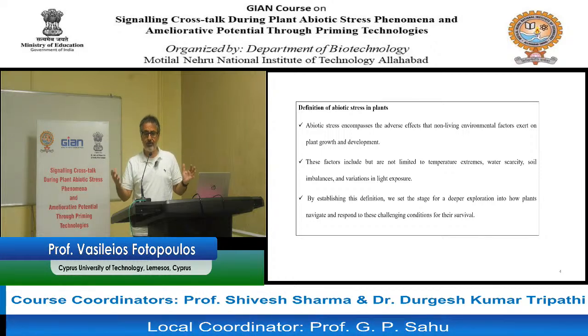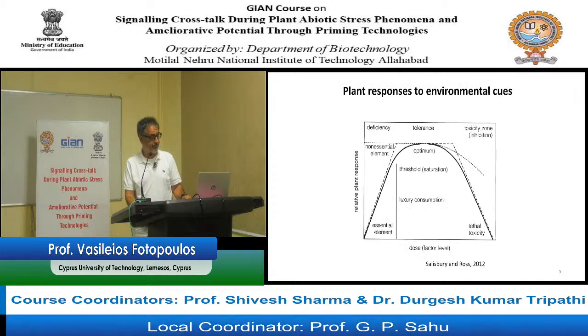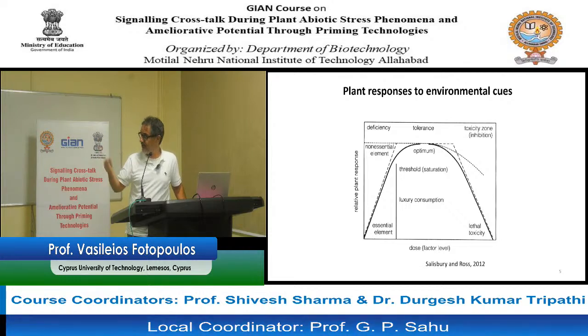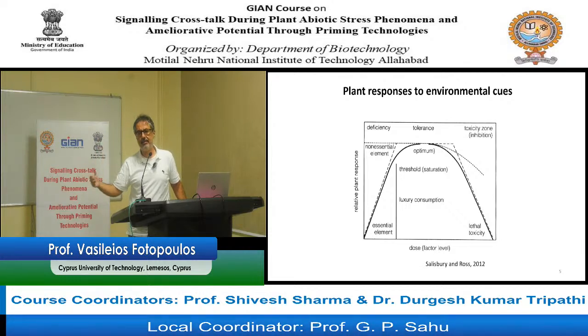It is important, though, to establish a solid definition, because this allows us to look for strategies to confront these stressors. And of course, this is a graphic representation I took from Salisbury and Ross, which is a very nice textbook dealing with plant responses to environmental challenges. And this is a very standardized graph that shows basically the relation between the factor level of the environmental cue, effectively represented as the dose, along with the relative plant response.